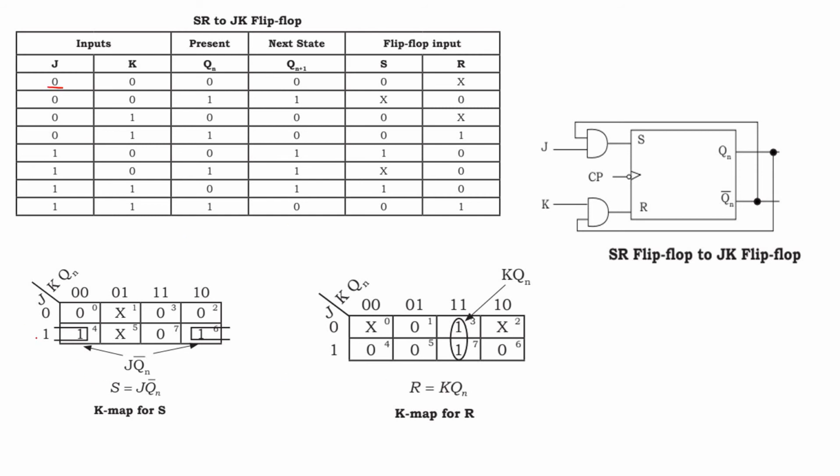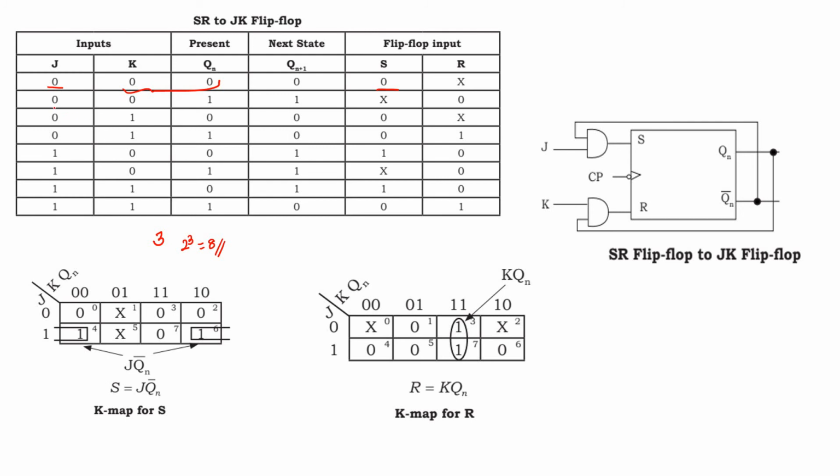So use J, K and QN. J is on the vertical side and K and QN on the horizontal side of the K map. Three variables we have used here, so 2 power 3, an 8 cell K map is used. J is equal to 0, K is equal to 0, QN 0. What about the value of S? S is equal to 0.